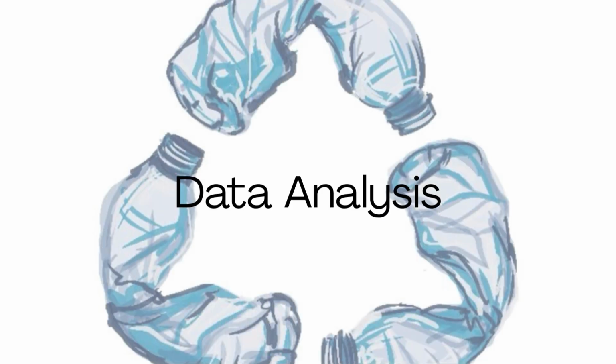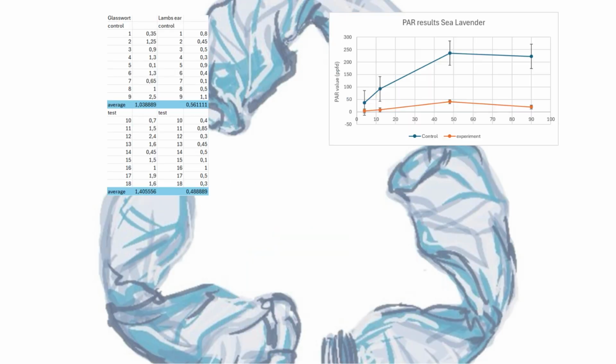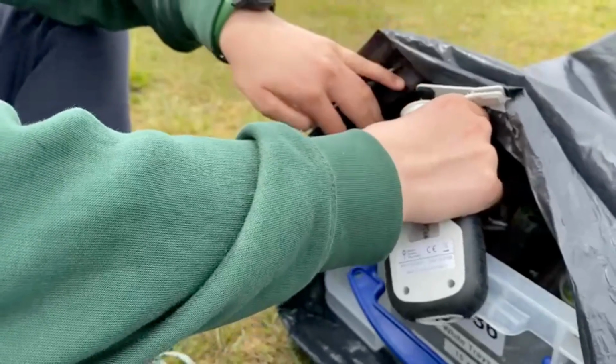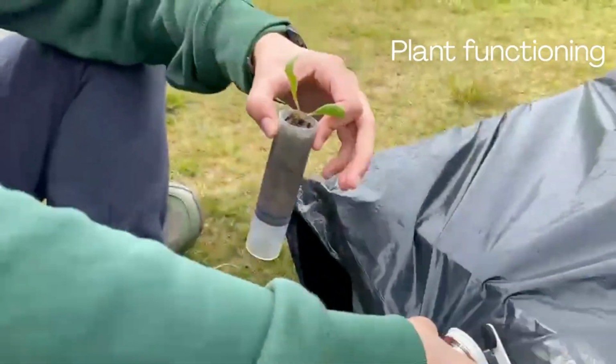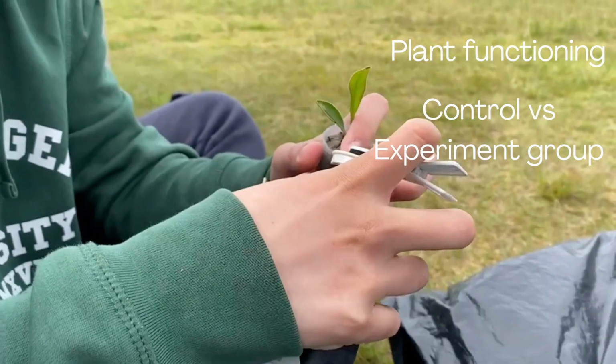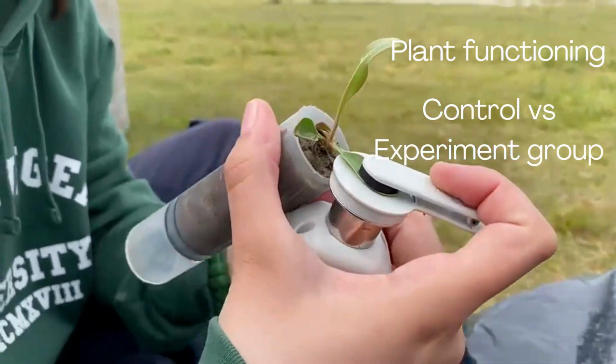For the data analysis, we put all gathered data in Excel. We organized the findings in tables and visualized them with graphs for comparison. The different experiments that we did help answer different parts of the research question. The PAR experiment answers the part related to the effect on plant functioning. We compared the average rate of photosynthesis in control groups with the plants that were covered. This way we could see if macroplastics are linked to reduced photosynthesis.